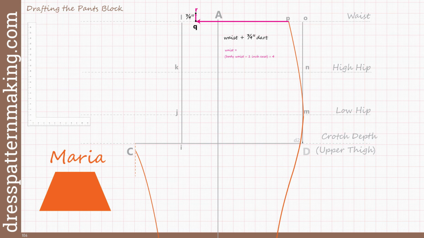I will measure across from point P for my waist measurement plus a 3/4 inch dart. That waist measurement is the body waist plus an inch ease divided by 4, the same as the pant front before the dart value was added for the pants front. The back waist will end up being a 1/4 inch more in total than the front, as the front has a 1/2 inch dart and the back has a 3/4 inch dart.